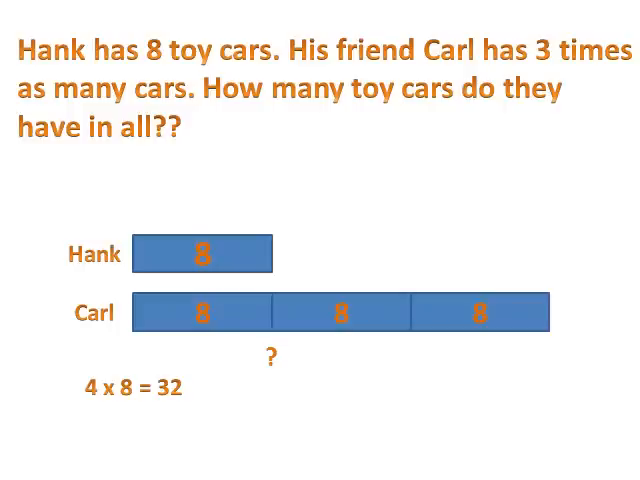Okay, how did we get 4 again? Well, remember the question is how many toy cars do they have all together? If you look back into our model, they have 4 blocks all together. So 4 blocks have 8 cars in each block, so that will be 32.